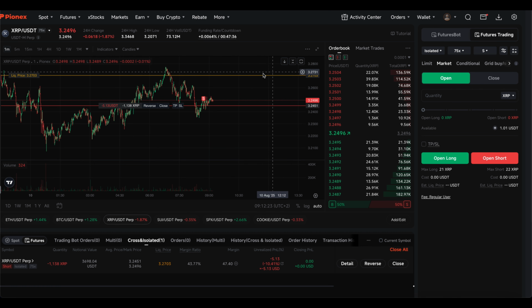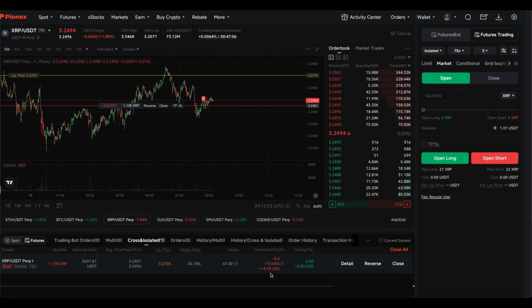So my liquidation level, this is why I like Pionex. Pionex shows you the liquidation level as a line here. It's not just written down here. It's actually up here, so I can see it on the chart. And it's really helpful just as a visual aid. A lot of exchanges don't offer that, but I like the way Pionex does that. Now I've got an isolated margin. I've got a 75x leverage trade. So in total, I've got 1,138 XRP or 3,698 USDT.